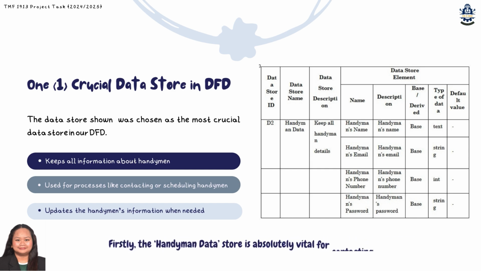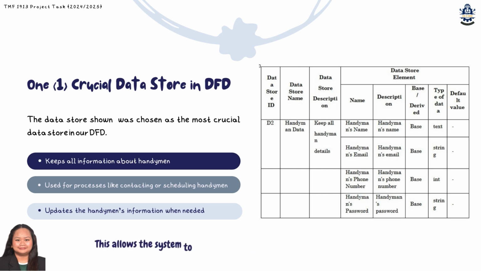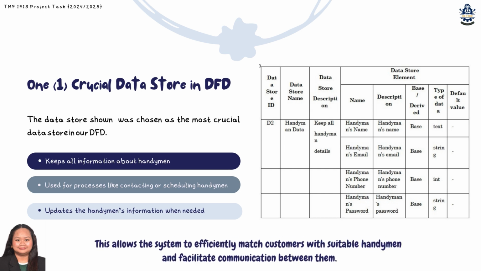Firstly, the handyman data store is absolutely vital for contacting and scheduling handymen. When a customer requests a service, the system retrieves relevant handyman details such as their availability and contact information from this data store. This allows the system to efficiently match customers with suitable handymen and facilitate communication between them.